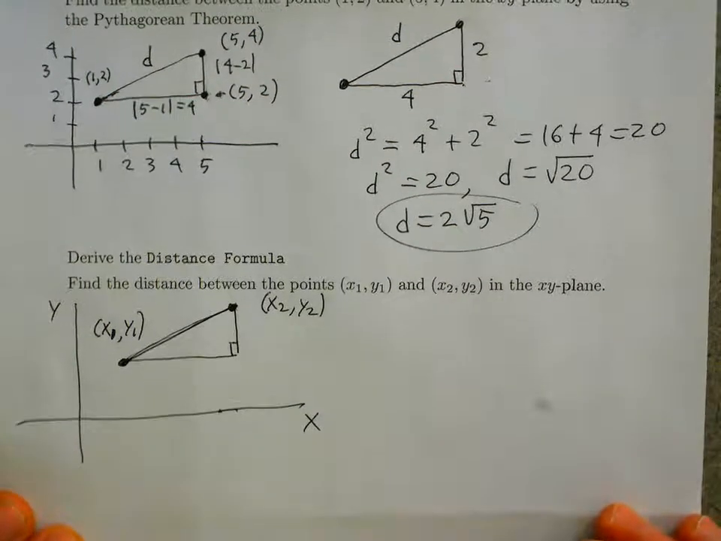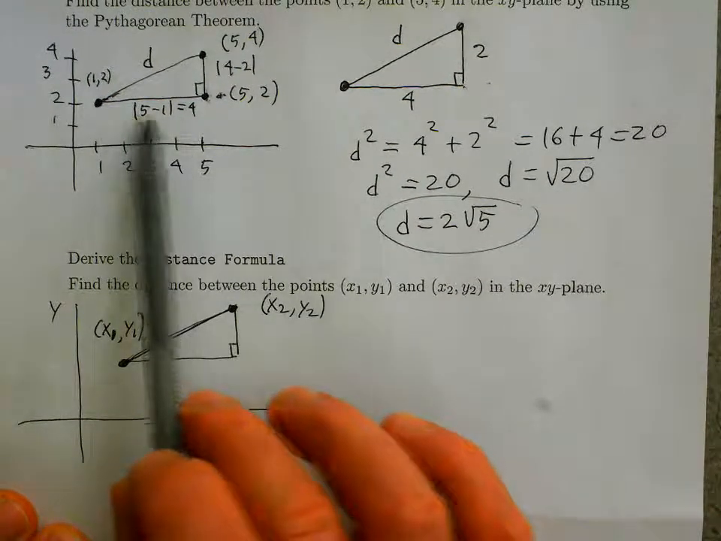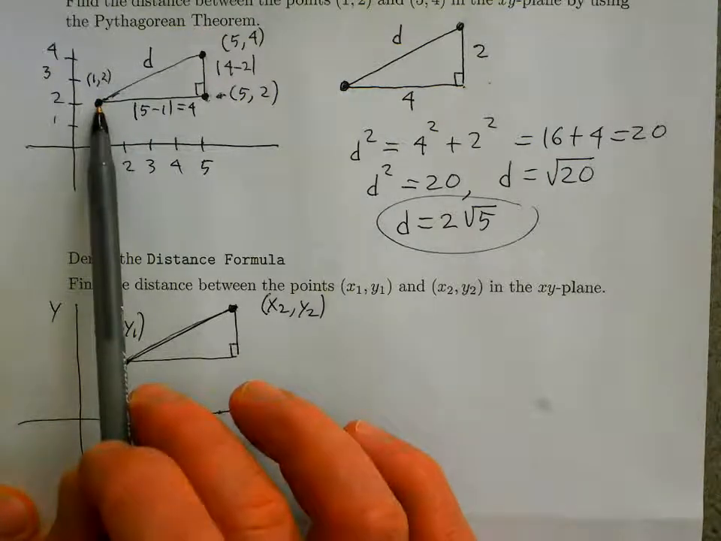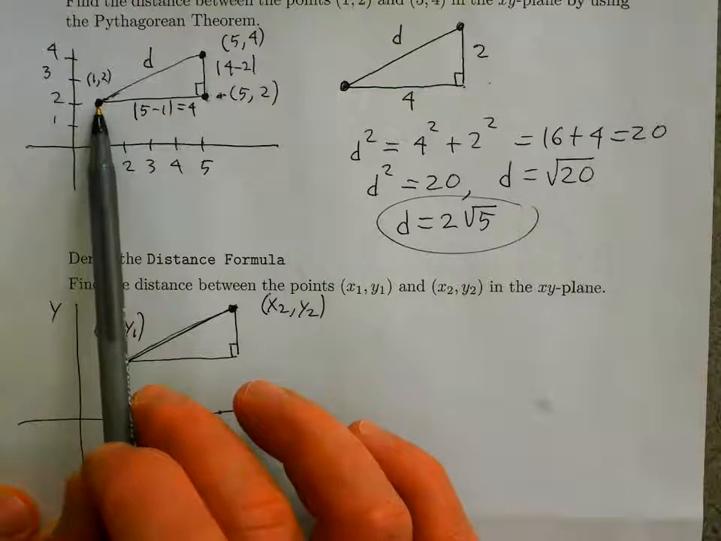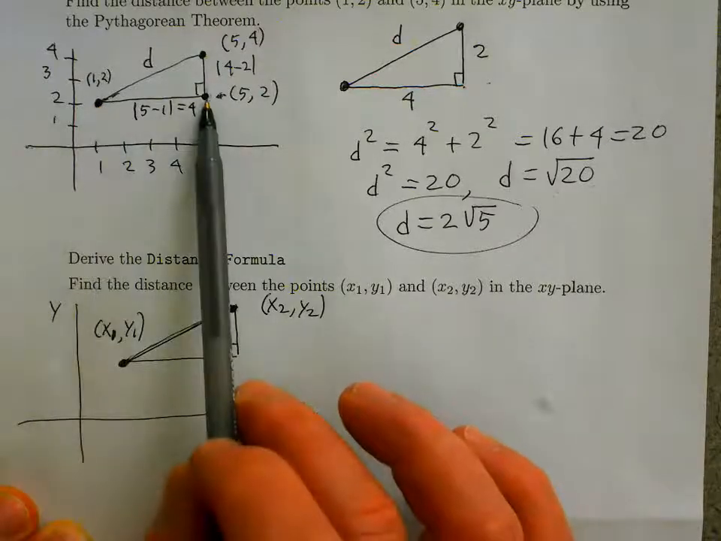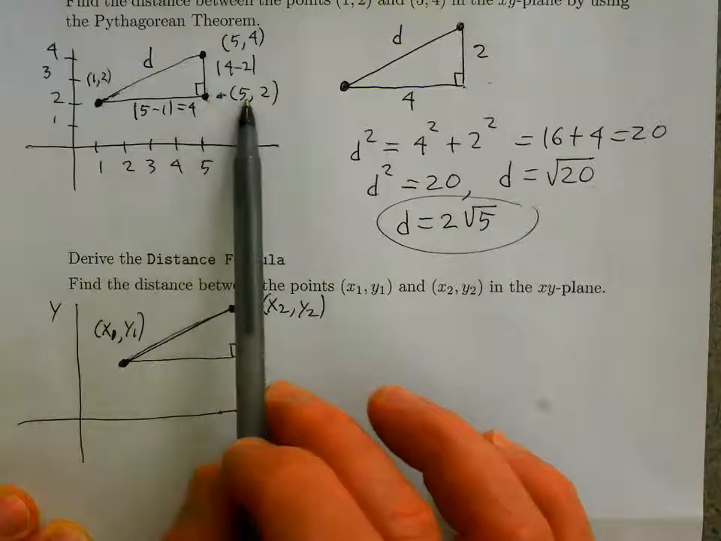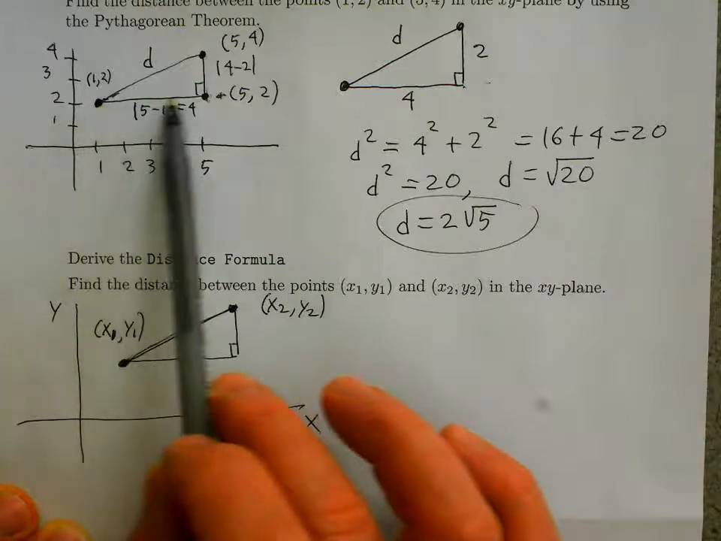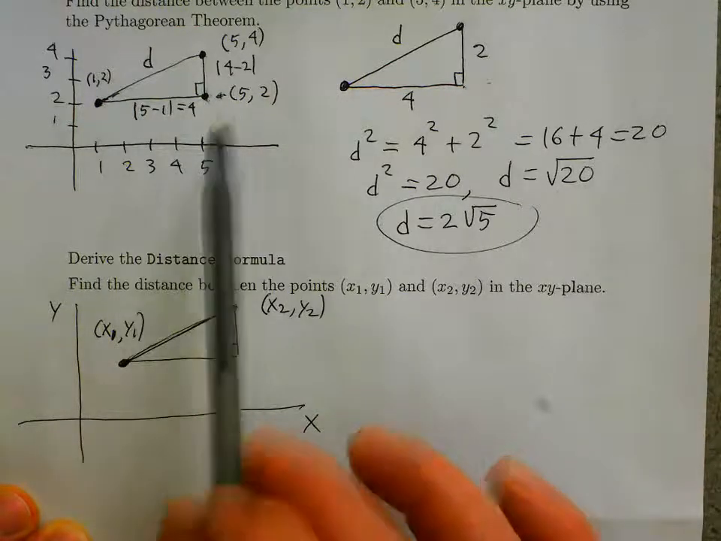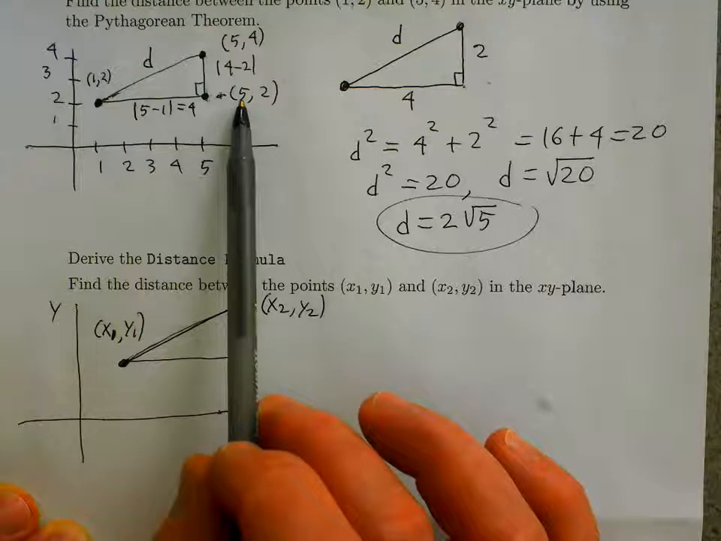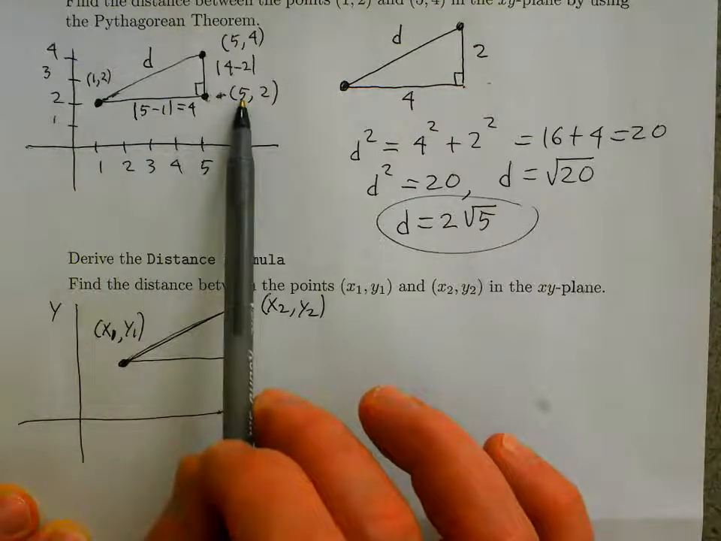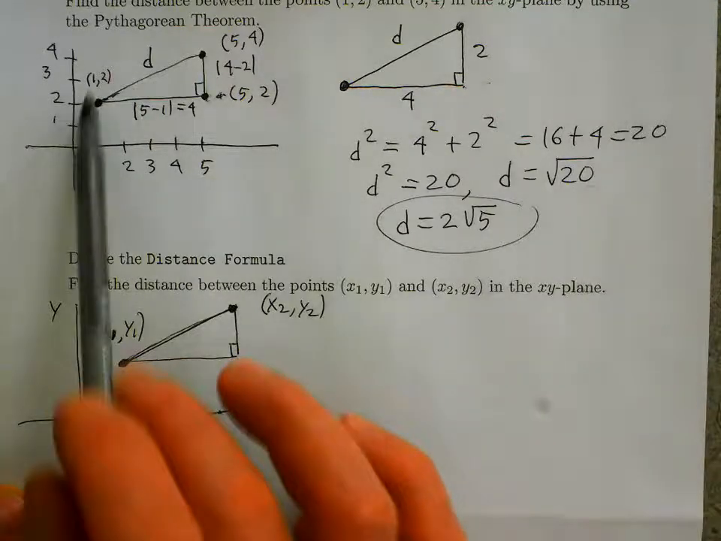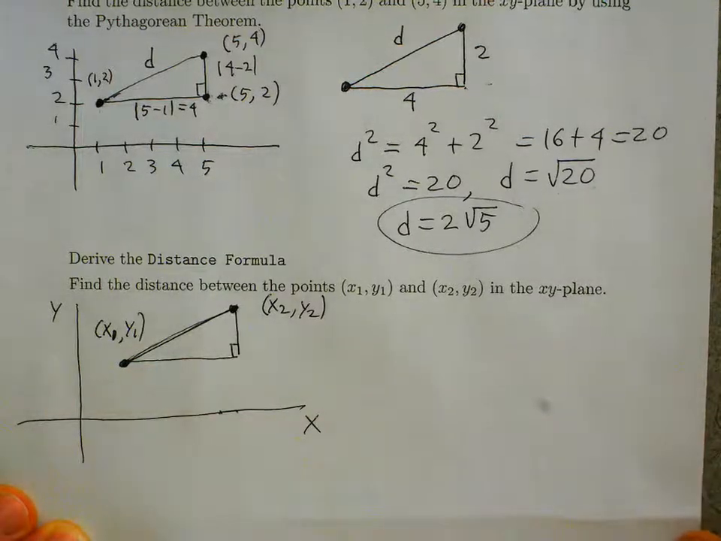So I sort of gave you a hint up here. In this example, this ordered pair is 1, 2: 1 for x and 2 for y. The ordered pair for this one is 5, 2: 5 for x and 2 for y. The length of the horizontal side is the absolute value of the difference of the x coordinates. So the absolute value of 5 minus 1, or the absolute value of 1 minus 5, gives you the same thing.